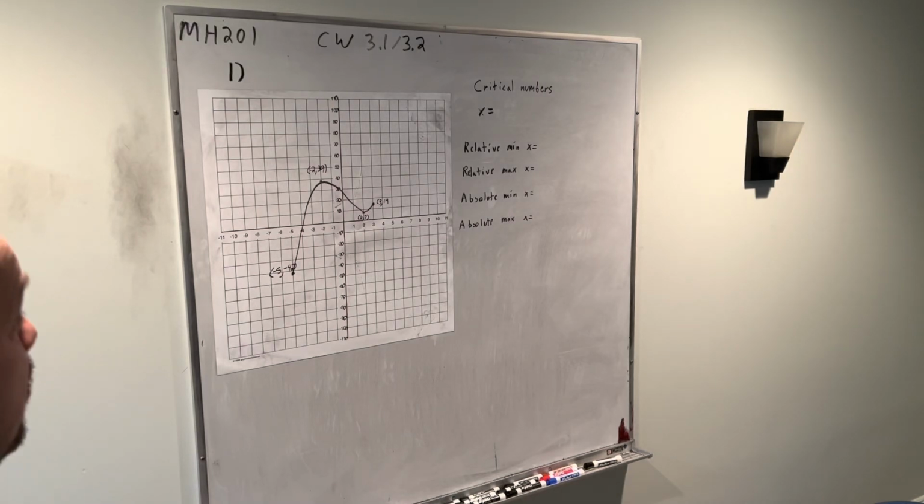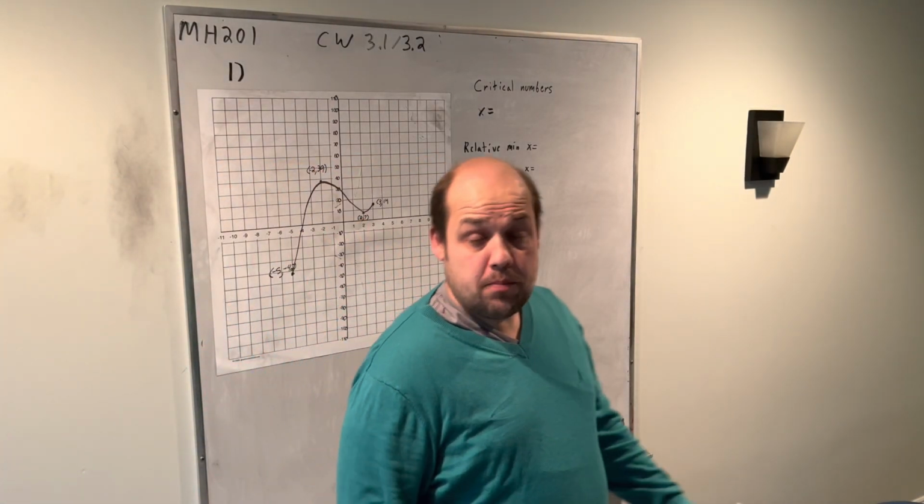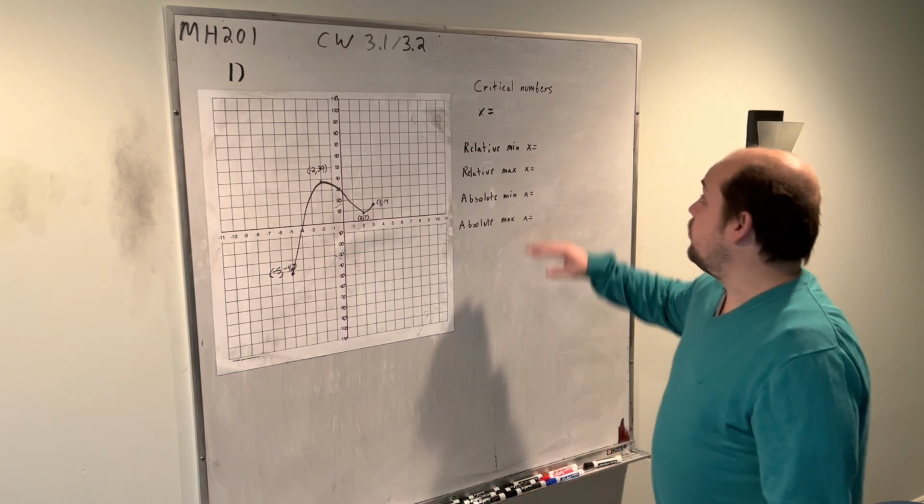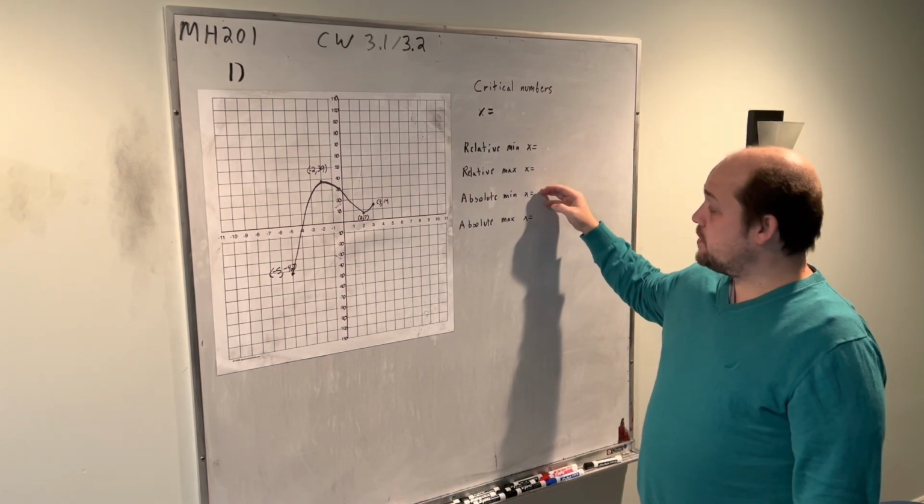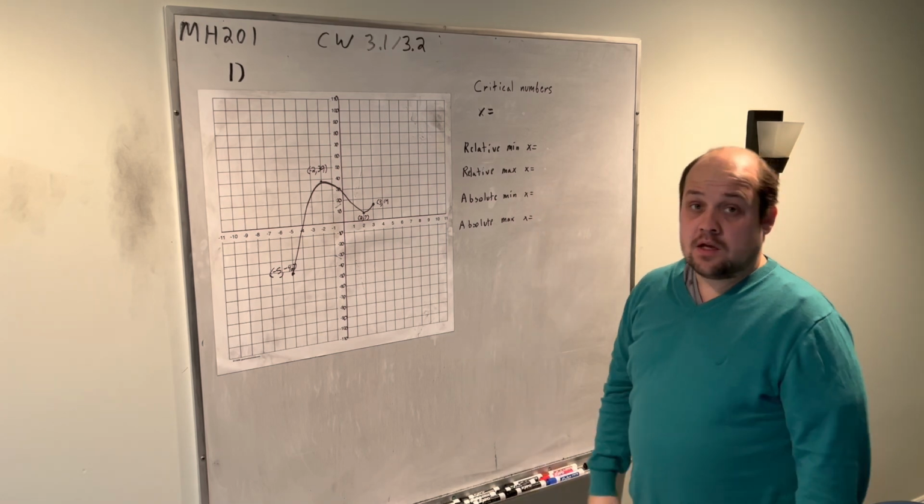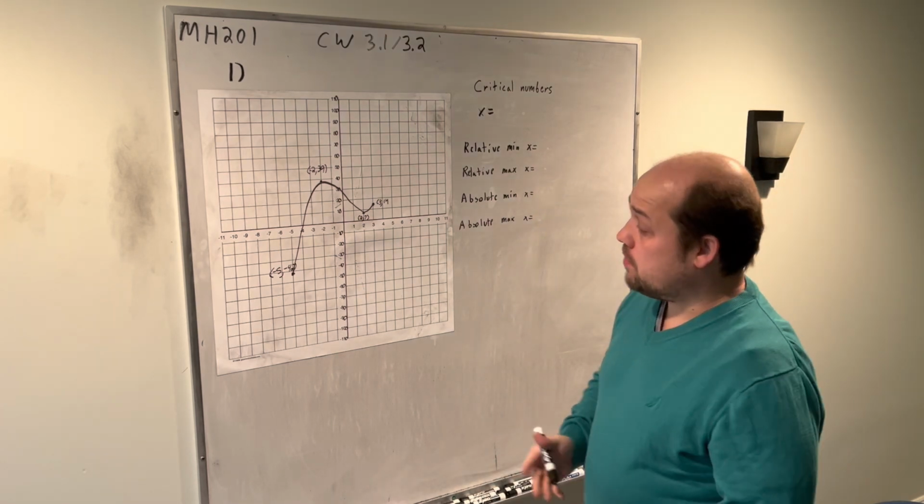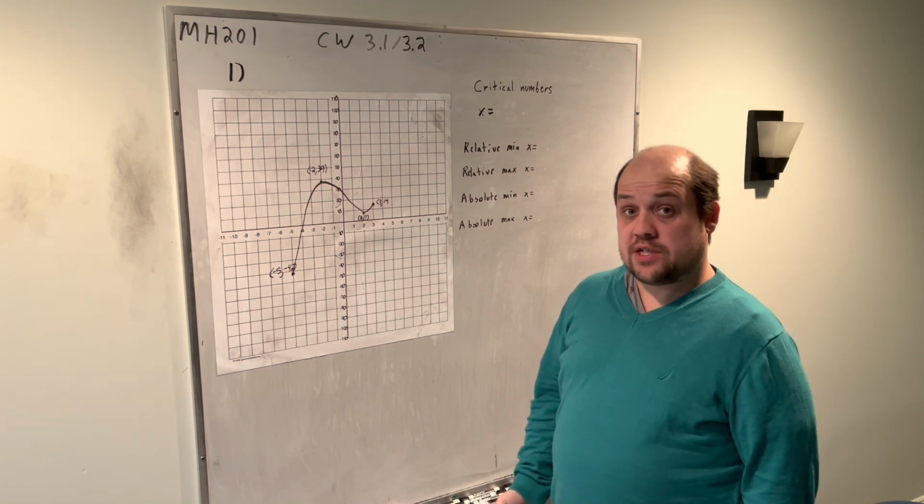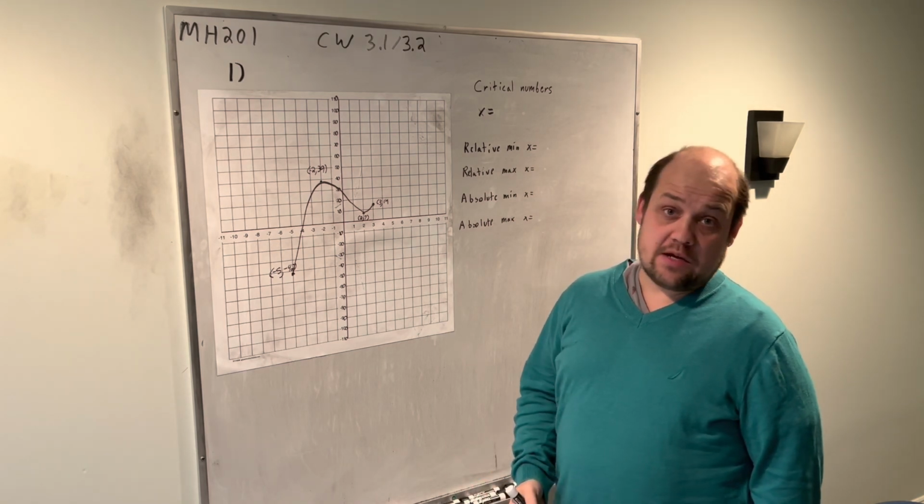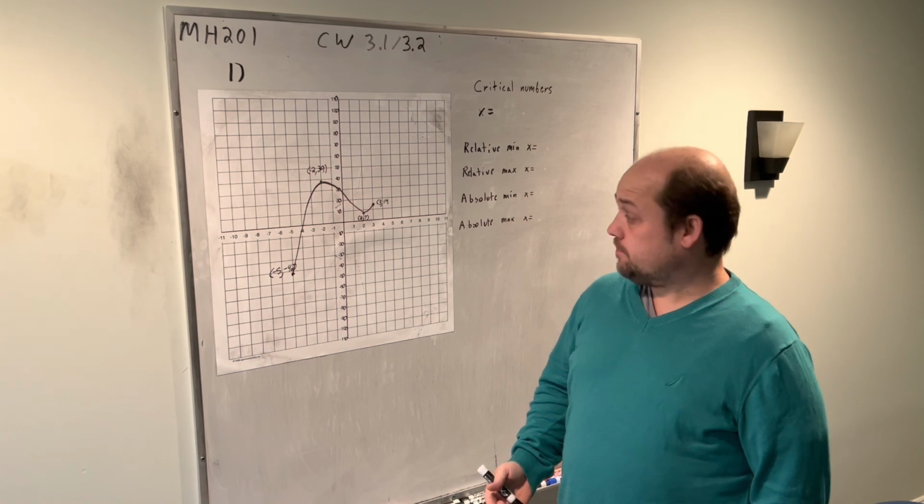We begin this classwork with a graph, where we're given key points and asked to find critical numbers of the function, the relative min, the relative max, the absolute min, and the absolute max. So graphically, when we want to find critical numbers, we want to look for a spot where the graph was increasing and switches to decreasing, or the graph was decreasing and switches to increasing.